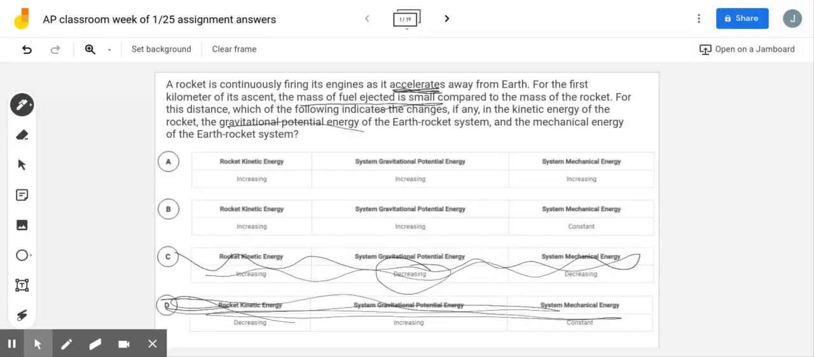And then the mechanical energy of the system. So we know that if kinetic energy increases and gravitational potential energy also increases, total mechanical energy has to increase. So it can't stay the same. That would be impossible. So our answer is A.